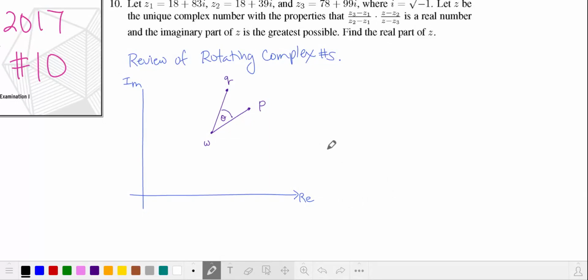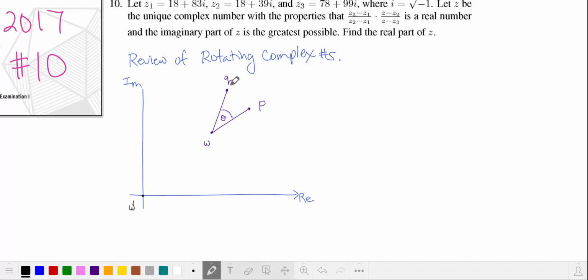We're going to begin with a review of rotating complex numbers. Suppose we have these three complex numbers, P, Q, and omega, and we want to find this angle between P and Q. We'll note that translating these three points will not affect the angle, so let's move omega down here to the origin, and we'll call this omega prime.